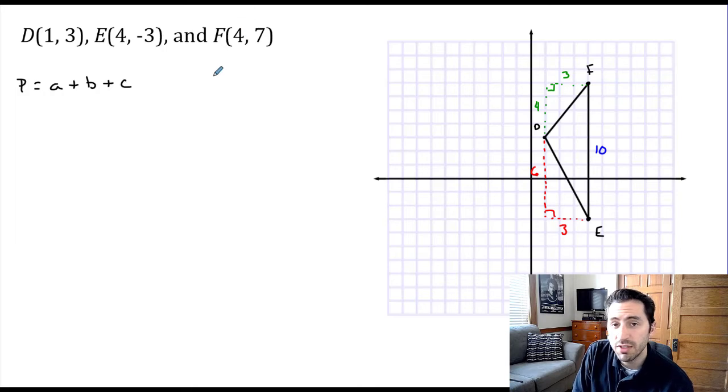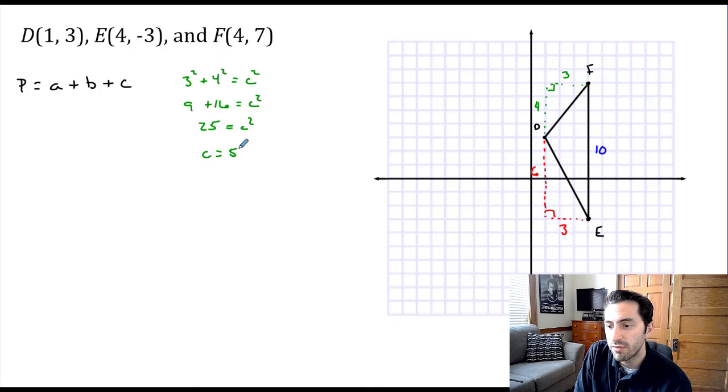Okay, now let's plug those into the Pythagorean theorem to find the length. So for the first one, we have 3 squared plus 4 squared is equal to the hypotenuse squared. So this is 9 plus 16, which is 25. And the square root of 25, that actually works out, so we just get 5. So this side length here has a length of 5.